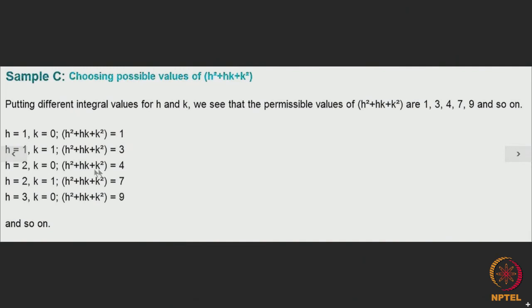In this case, h is equal to 1, k is equal to 0. So, h square plus hk plus k square is equal to 1. Then if h is equal to 1, k is equal to 1, then h square plus hk plus k square is equal to 3, etc. So, these are the possible or permissible values of h square plus hk plus k square, that will be 1, 3, 4, 7, 9 and so on.